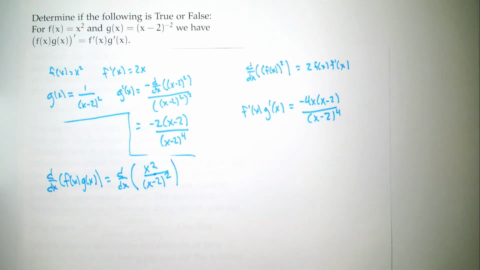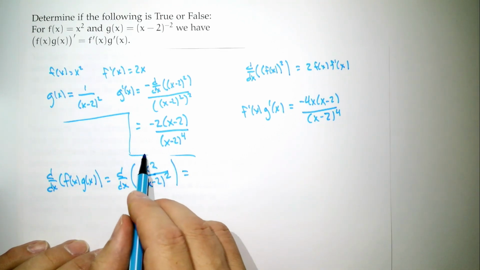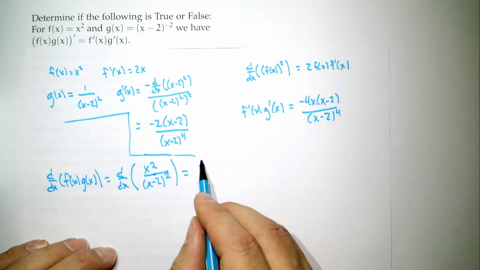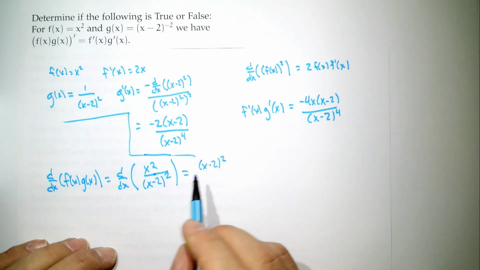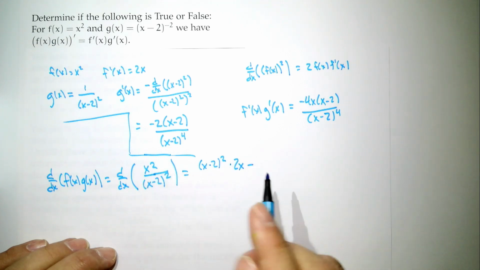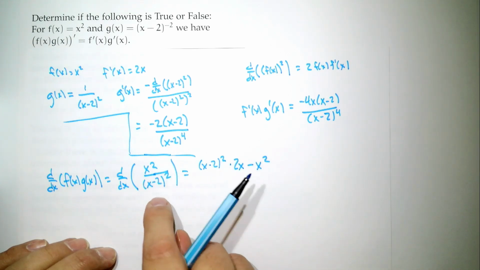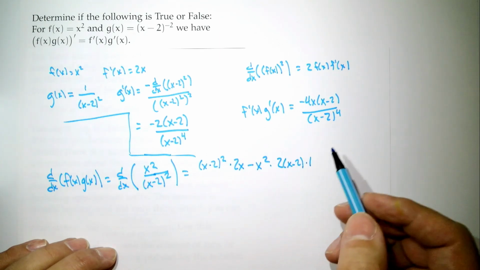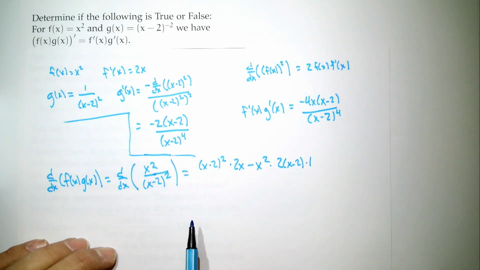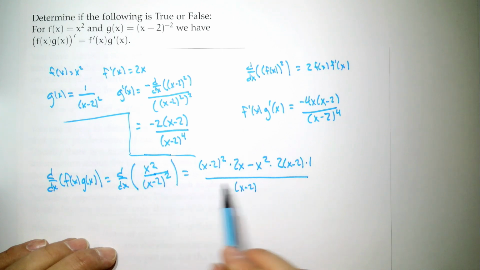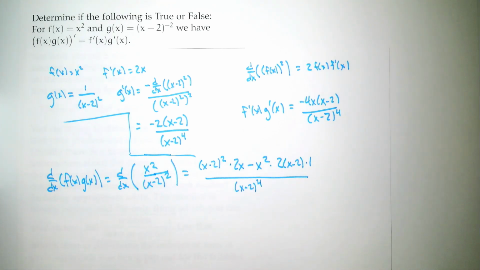It's a quotient. So we take a quotient rule. The quotient rule, which we learned last time, that's why we can ask this question today. You take the bottom term, x minus 2 squared, times the derivative of the top term, 2x, minus the top term, x squared, times the derivative of the bottom term. Well, that's 2 times x minus 2 times 1, following the rule we did over here. All over the bottom term, squared. So this will become x minus 2 to the 4th.